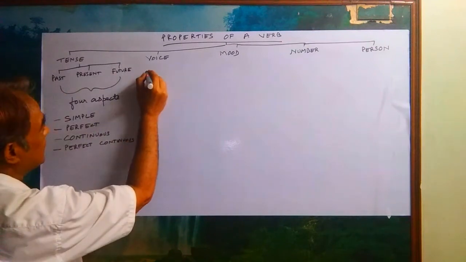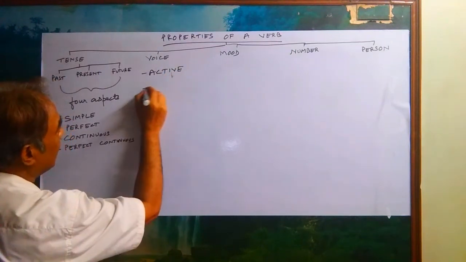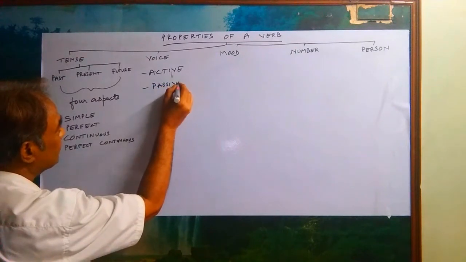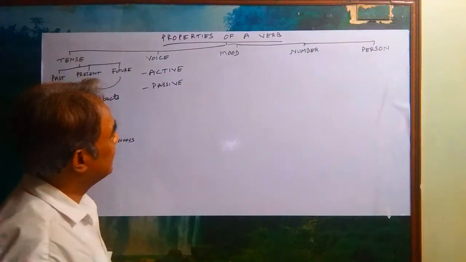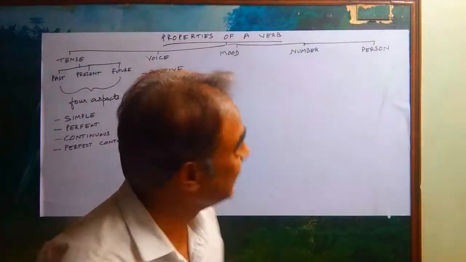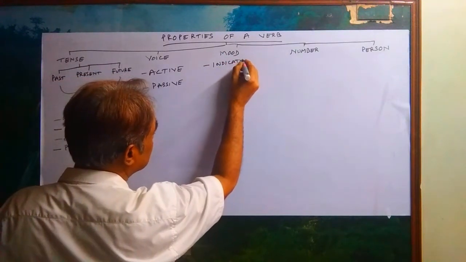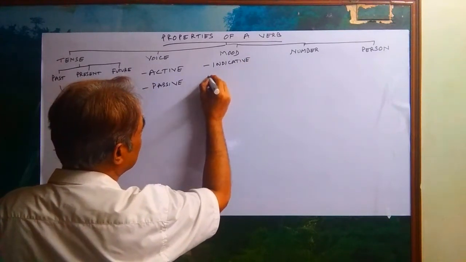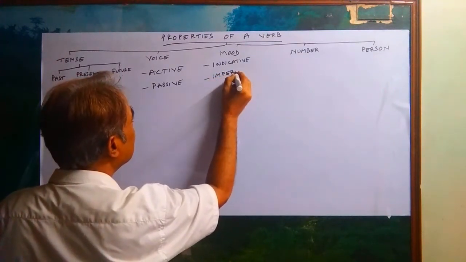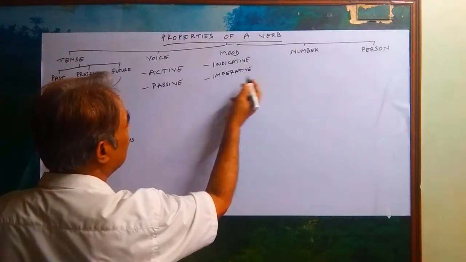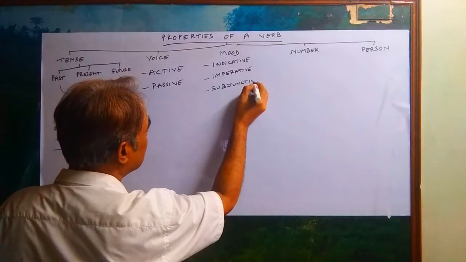In voice we have two voices. One is active voice, another is passive voice. In the active voice, the subject is in focus, and in the passive voice, the subject is not in focus. Mood: we have an indicative mood, for assertion and denials. We have the imperative mood, for command and requests. Subjunctive mood, for wish and desire.